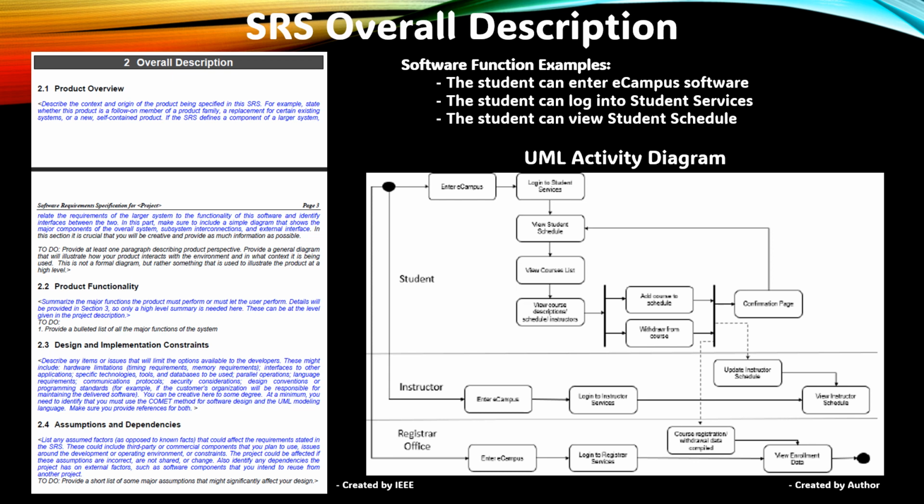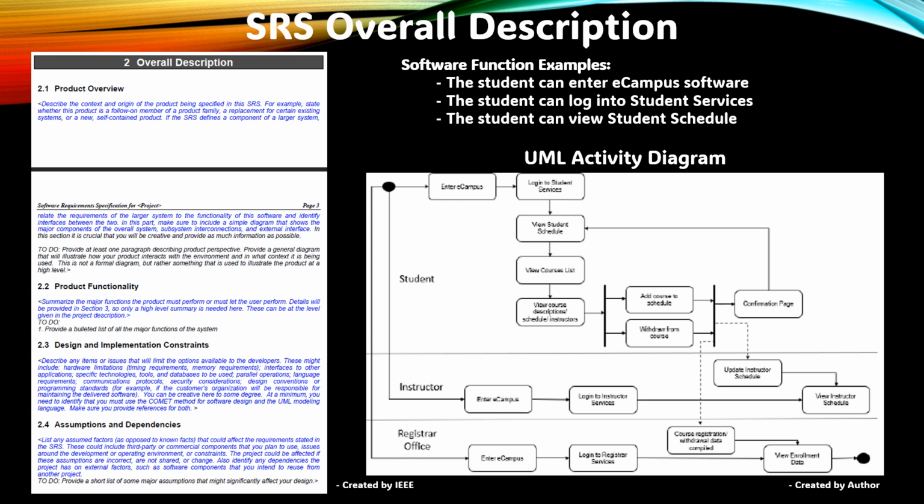This list of functions is also backed up by adding a Unified Modeling Language or UML activity diagram to help illustrate what each of the listed functions accomplishes. The image on the right is an example of an activity diagram that illustrates the activities of each of the listed functions in a start to finish sequence with a few examples of the software functions.